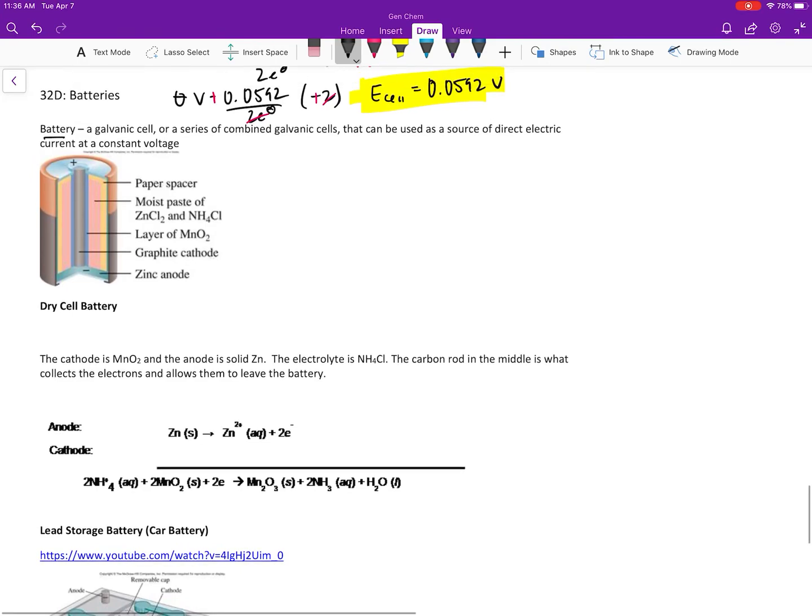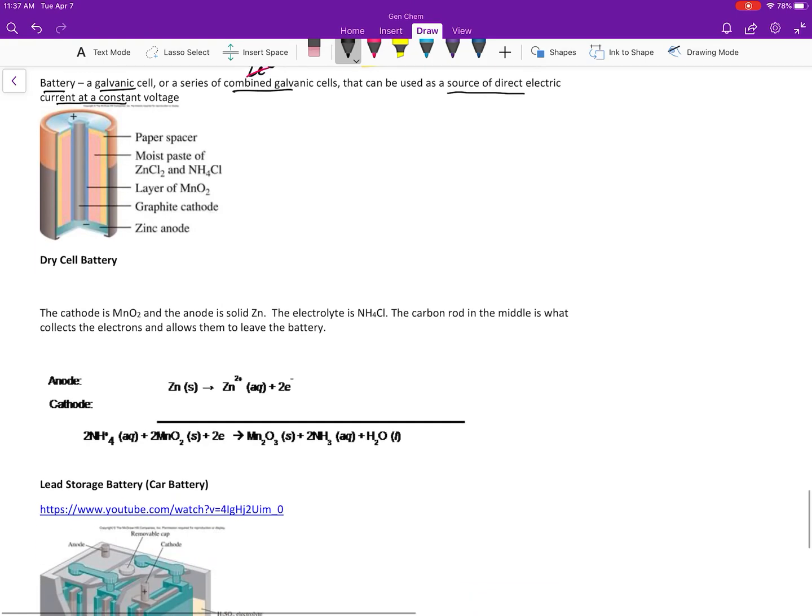So a battery is a galvanic cell or a combined series of galvanic cells that takes chemical energy in the form of redox reactions and converts that into a direct electric current at a constant voltage. So the batteries you buy at the store, the AA, the AAA, they have a number on the side that'll say 1.5 volt. You know about 9-volt batteries. And so all batteries have some sort of constant voltage, and a constant current as a result of these redox equations.